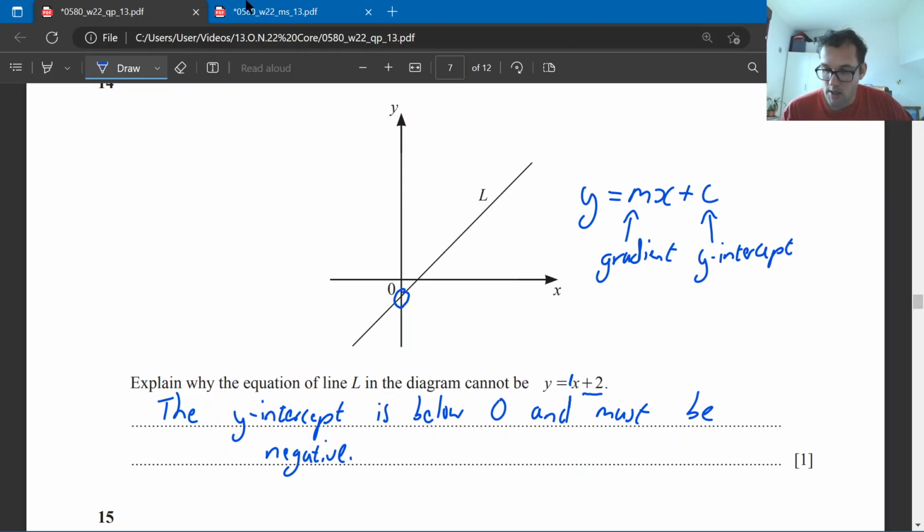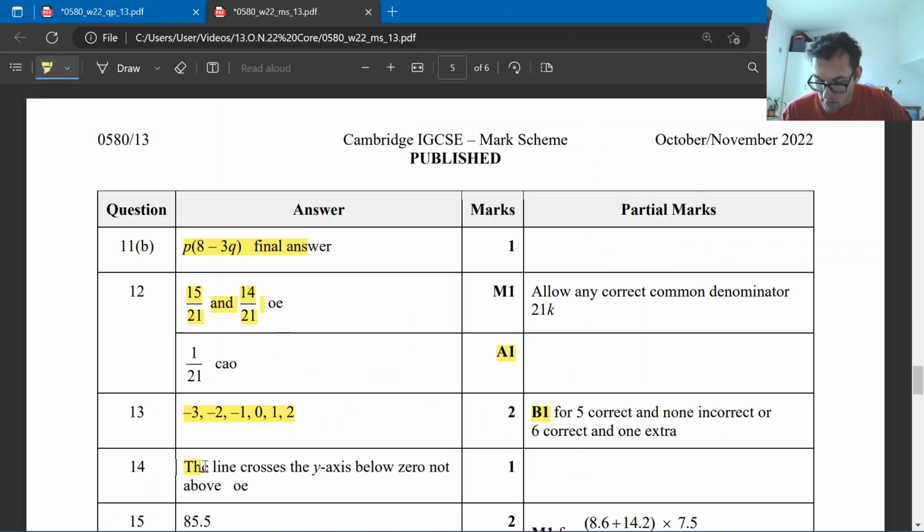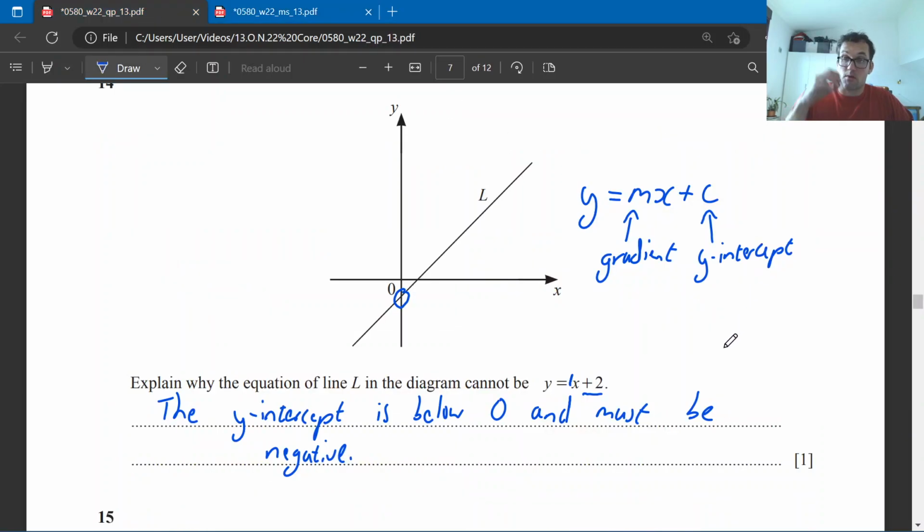That's my answer. Let's see if I would have gotten a mark. The line crosses the y-axis below 0, not above or equivalent. Yeah, I think I would have gotten my mark.